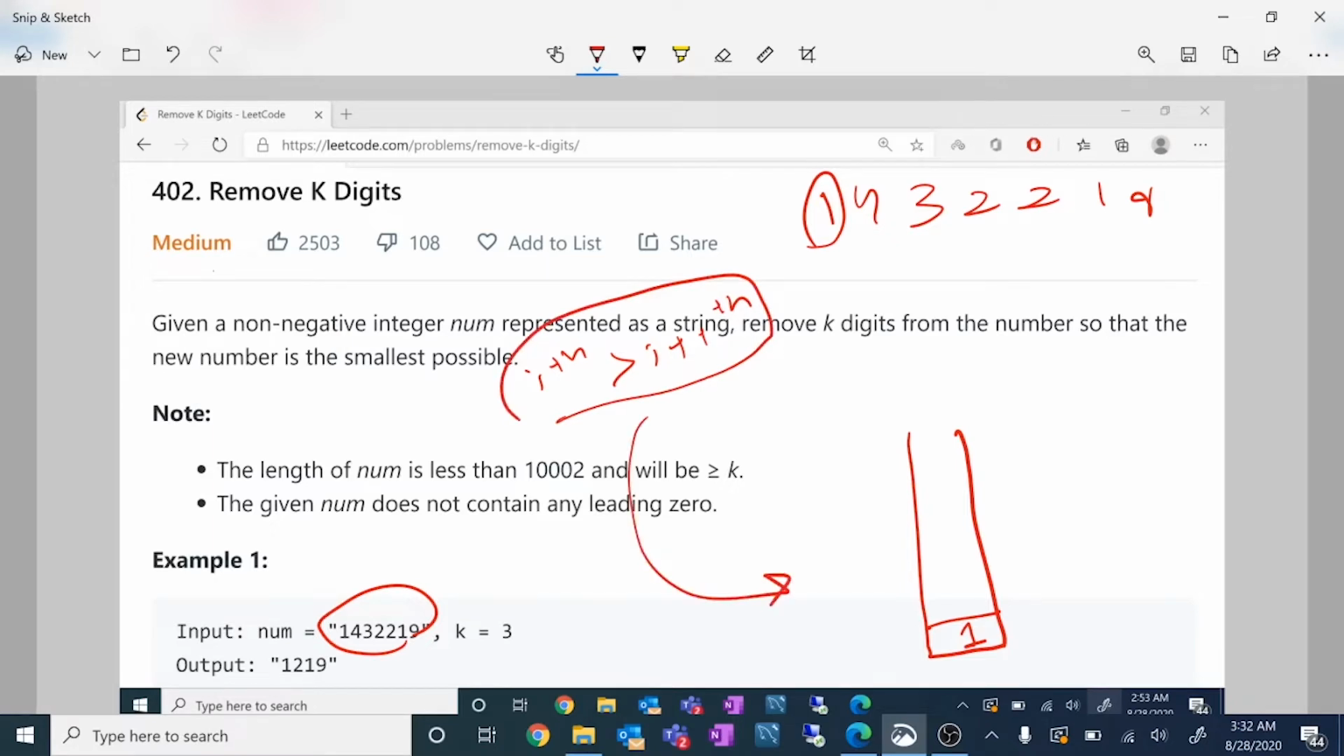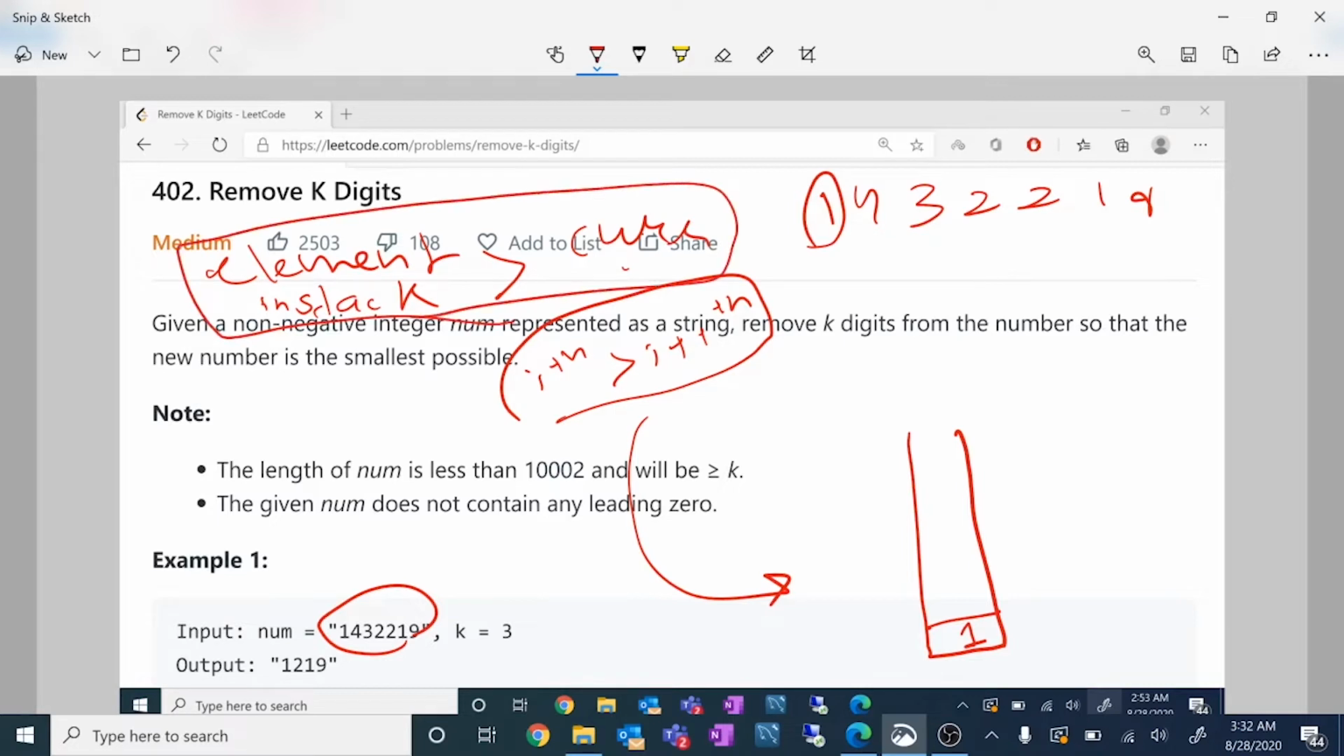How? That the element in stack greater than the current element. This is what I'll be looking at. If this condition is true, I remove that element from my string. Otherwise, I simply push into the stack. Right? So let's try. Now I'm at 4.